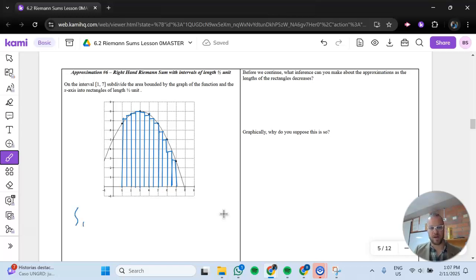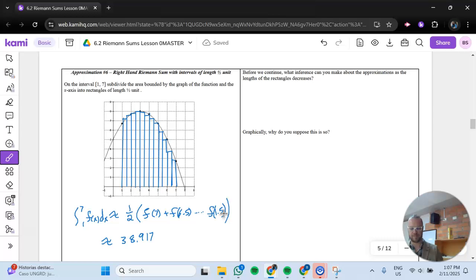Okay, so our integral from 1 to 7 of f(x) dx, and again, this time I'm not even going to try and write them all out, but it's going to be 1/2 for our width multiplied by all of those heights. So our heights are going to be, we'll start over here, f of 7 plus f of 6.5, all the way down until we get to this last one, which would be f of 1.5. Okay? And again, if you do that into your calculator, which is painstaking, we will get 38.917. So we can see that we are getting closer and closer and closer. All right, and again, an under approximation for this.